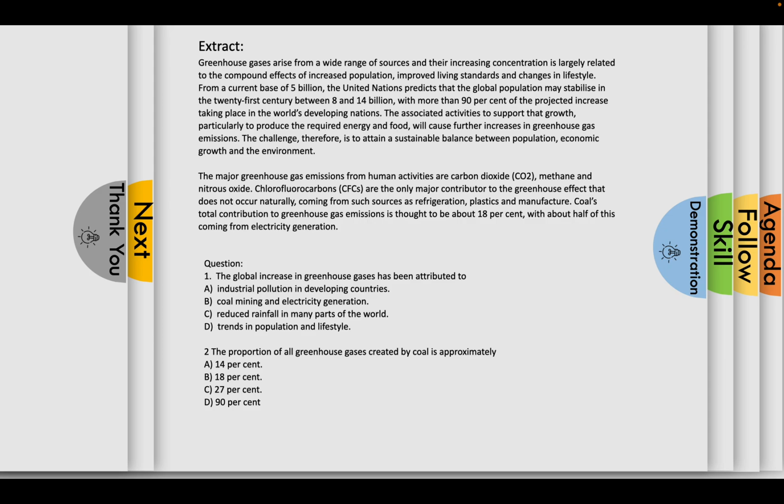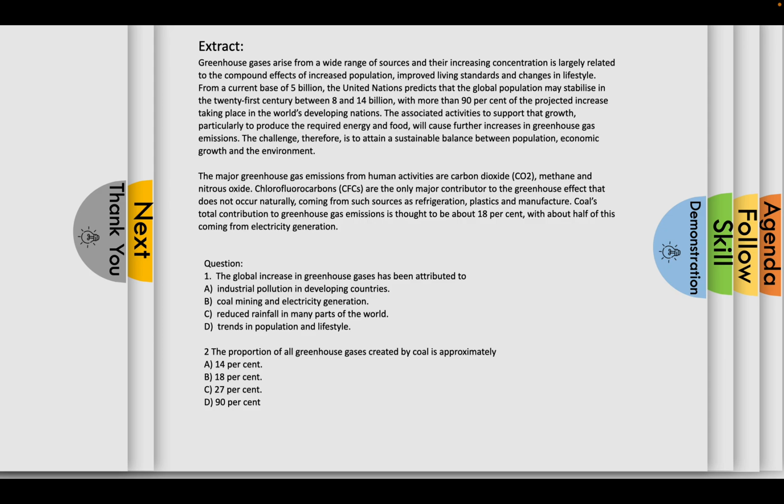Take a second. If you want, pause here, understand the question. Do not go through the options yet, just understand the question. Okay, practice it. In the second IELTS reading question, they are asking about facts or numbers. So let's read the question. The proportion of all greenhouse gases created by coal is approximately. So you can see for yourself, they are asking about the facts or number. How much greenhouse gas is created by coal, right?